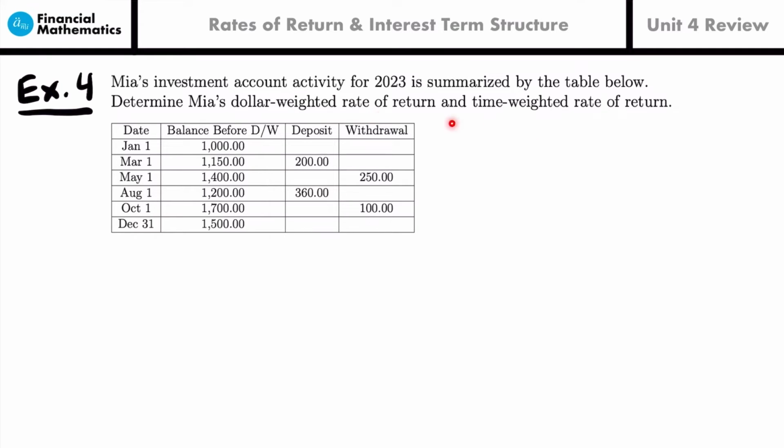However, if you do need to know these two types of rates, then this is going to be a good practice problem because you're given a big table of account activity for a 1-year period, and you need to determine how to use that information to calculate both of these different rates because they both use the same type of information. It's just that the calculation is slightly different.